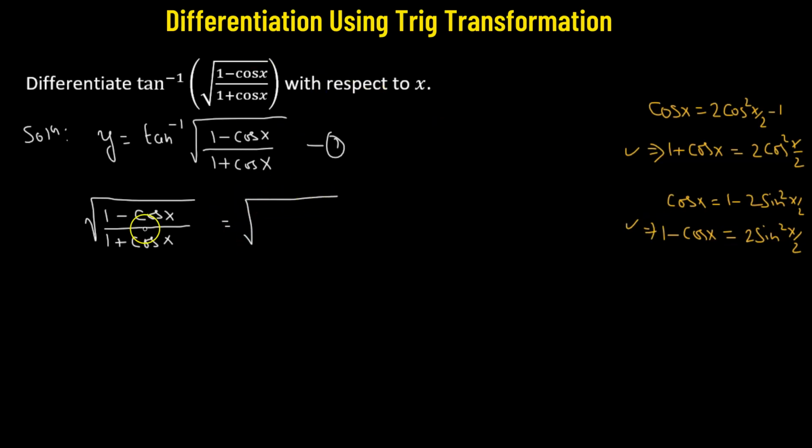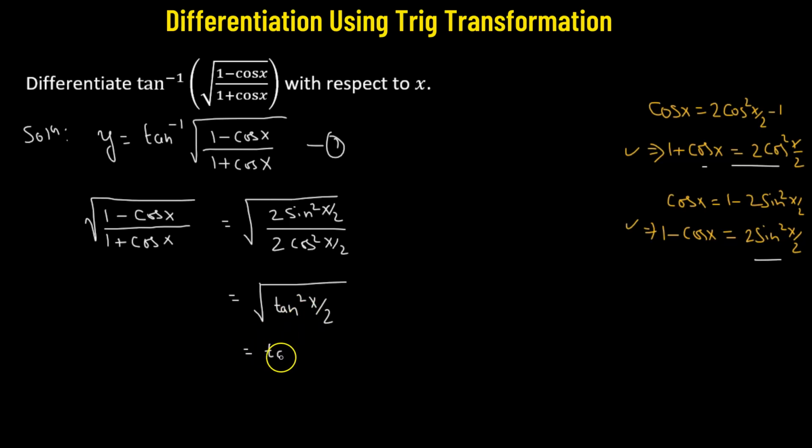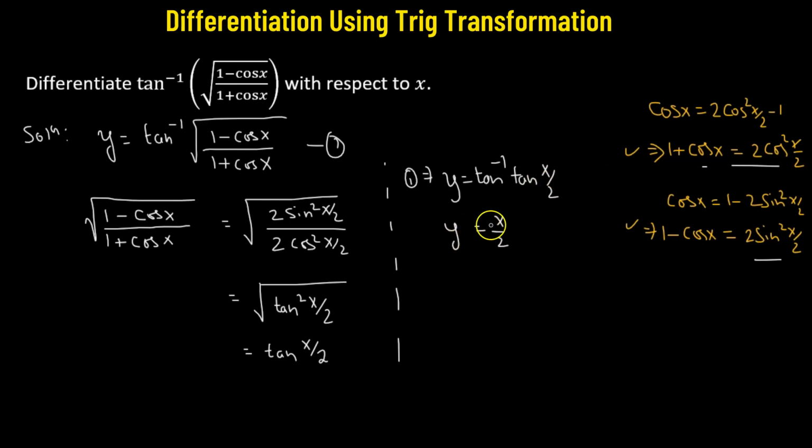So we have the square root of, in place of 1 minus cosine of x, 2 times sine squared x over 2, and in place of 1 plus cosine of x, 2 times cosine squared x over 2. So the 2 and 2 get cancelled, and the ratio sine over cosine is the tangent function. So we have tangent squared of x over 2. Now tangent squared x over 2 being a perfect square, its square root will be simply tangent of x over 2. That means we can rewrite our equation number 1 as y equals tangent inverse of tangent of x over 2. The tangent inverse of tangent of x over 2 will be simply x over 2. So this is the simplified form of y.